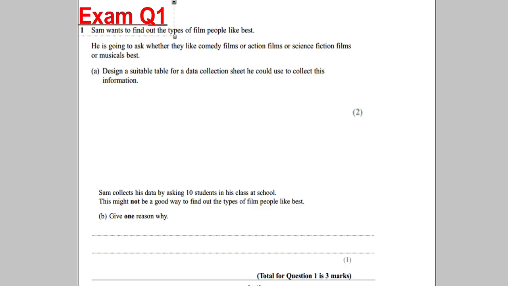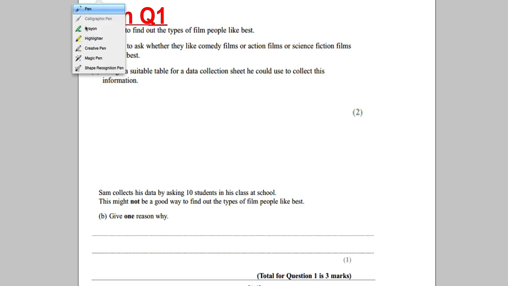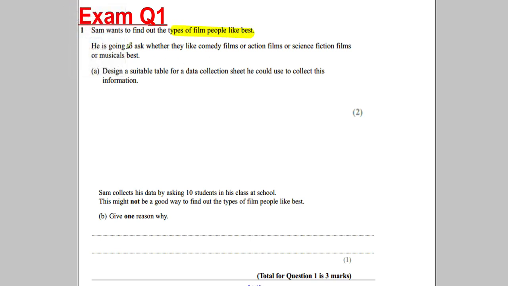Okay, the first one. Here's the first exam question. It's talk about Sam wants to find out the types of film people like best. I'm going to highlight this, types of film. He's going to ask whether they like comedy or action or science films or music was the best. Design a suitable table for data collection sheet.